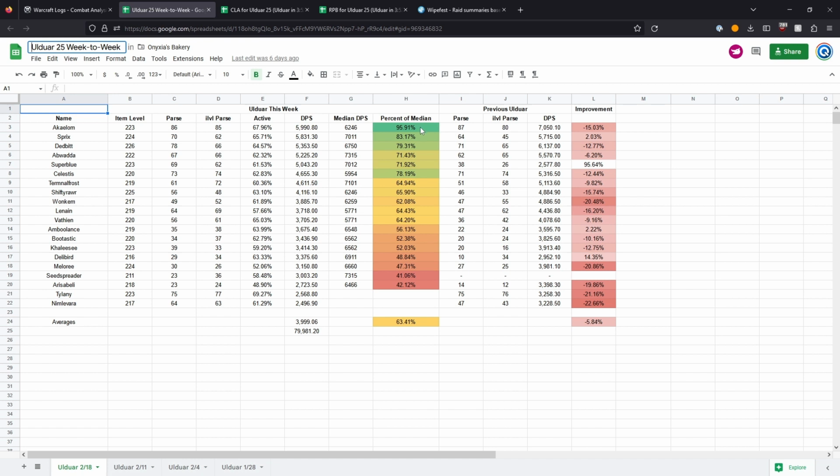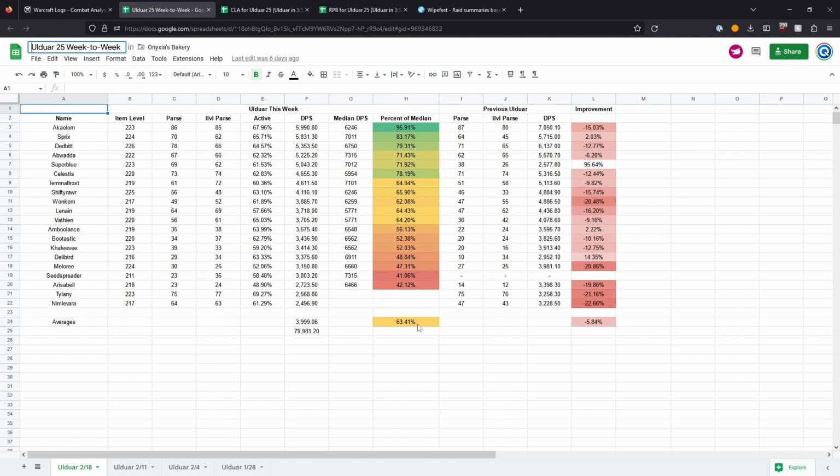And then we calculate out where everyone is compared to the median. So if you're at 100%, you're at the median. If you're over 100%, then you're over that. You're doing above average. If you're below 100%, then you're below average. And then how much below goes in by the percentage here.